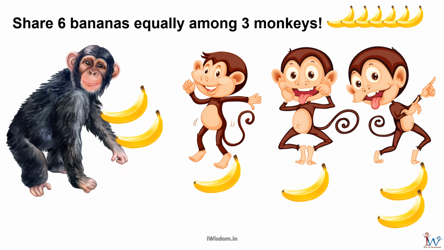Then Mother monkey gives 1 more banana to each baby. Now, each baby has got 2 bananas. And no more bananas are left with Mother monkey.